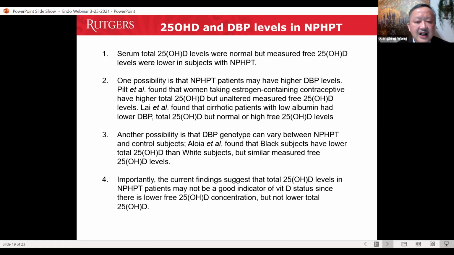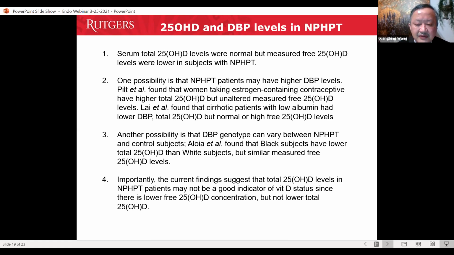They also have a high total vitamin D level, but the free vitamin D is no different. As we also know, in end stage liver disease they have a low D binding protein. Their total vitamin D is low, but the free vitamin D is normal or even higher. Another possibility is that the vitamin D binding protein genotype may be different.